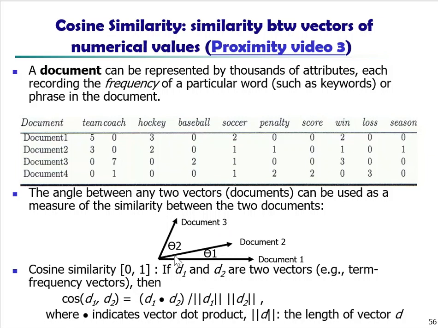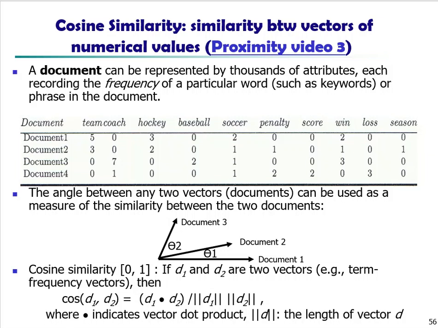Based on this intuition, what we could do is compute the cosine value of the angle formed by two documents. So this is cosine similarity. Cosine similarity takes a value between 0 and 1. When cosine similarity is 1, that means the angle is 0. Therefore, the two documents are exactly the same and have the highest similarity. To compute cosine similarity, we use the dot product of the two vectors divided by the product of the lengths of the two vectors.